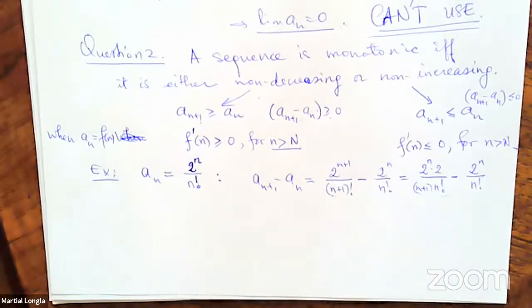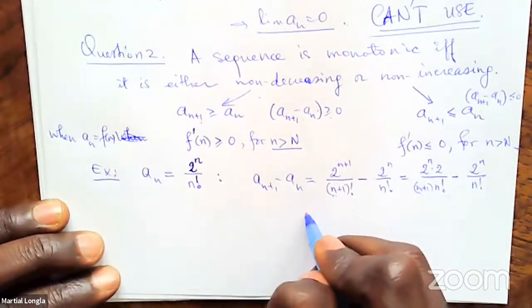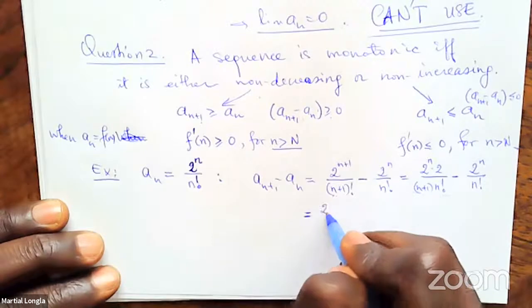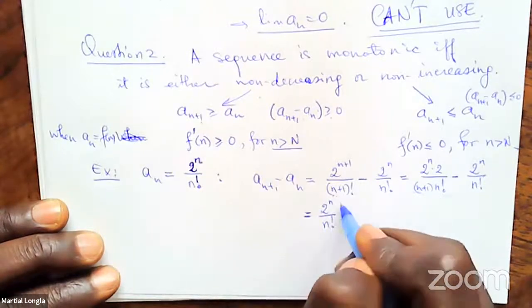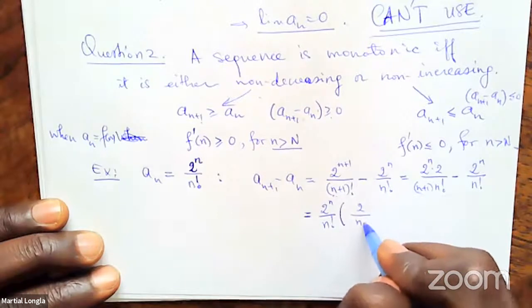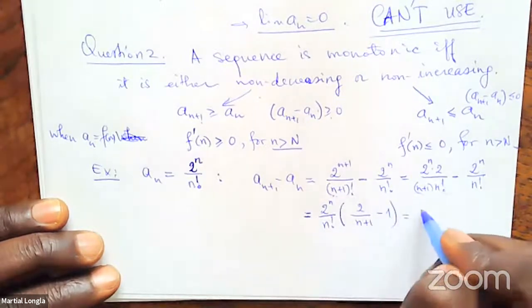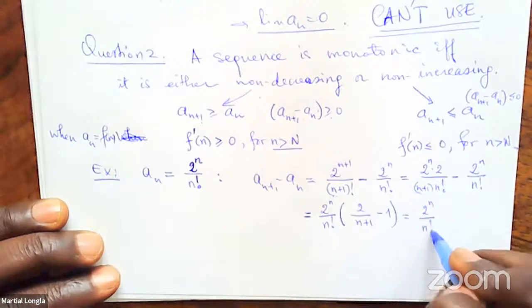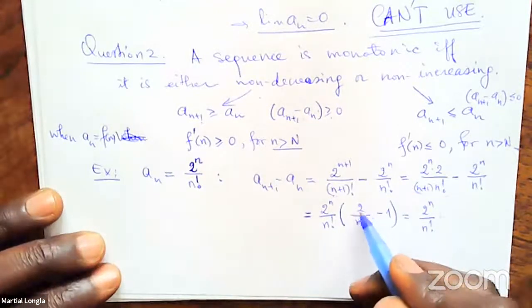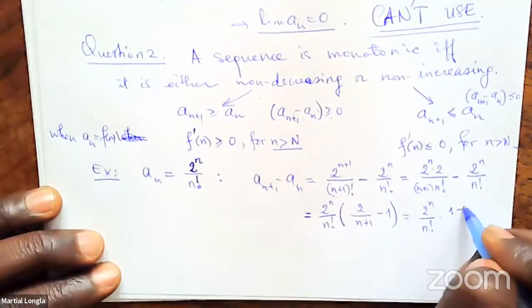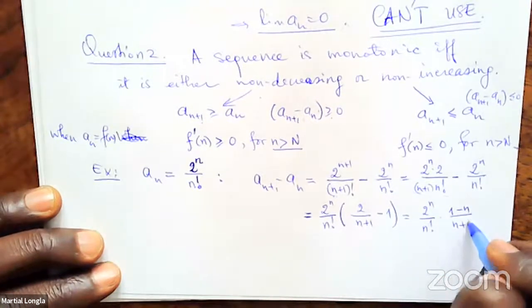And the point here is not for you to memorize what I'm writing down, but to understand what the principle is, because it's not the same question you're going to see. You need to know what the principle is, what we are looking for, and why we are doing these steps, right? So here, we can factor out 2 to the n over n factorial. We're going to be left with 2 over n plus 1 minus 1, which is 2 to the n over n factorial, times 1 minus n over n plus 1.